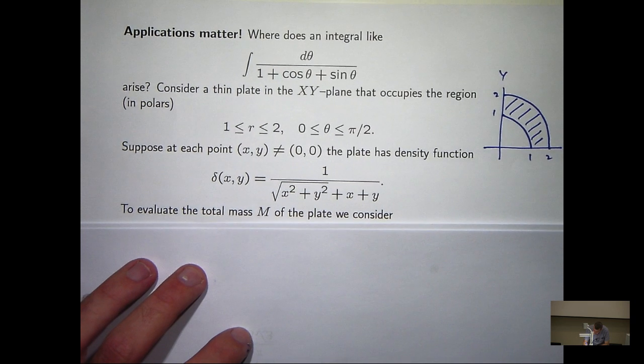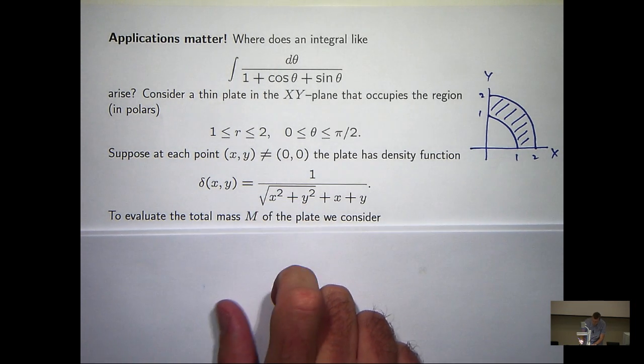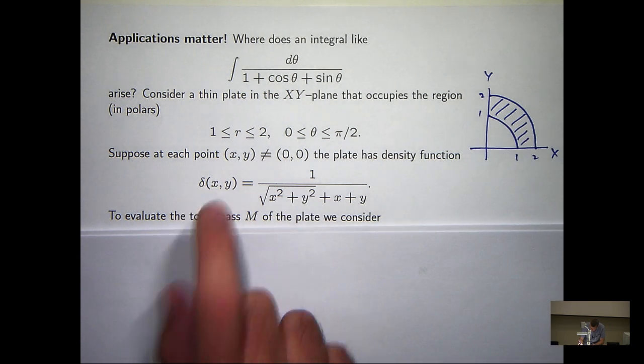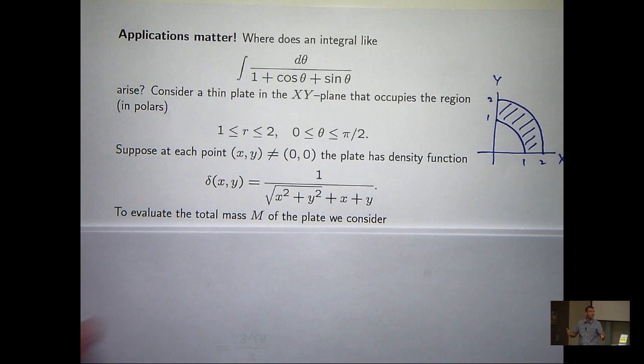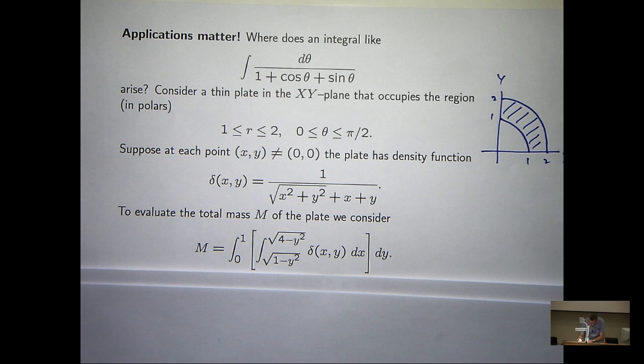So here's a rough sketch of the region that this plate occupies in the plane. Now, at any point in that plane, you've got a density associated with the point. Again, this is a fairly confected example. It's given by this function. Basically, as you move away from the origin, the density decreases. To calculate the total mass of the plate, you integrate the density over this two-dimensional region.